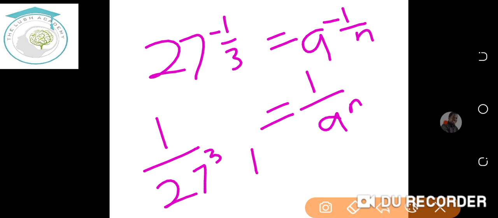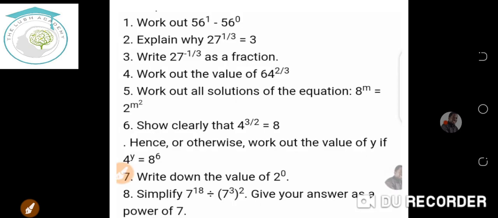And I know you remember that this is 1 over 3 to the power of, well, 27 is already 3 to the power of 3. Okay, we can leave it like this, 1 over 27 to the power of 1/3, or see if we do this. You understand? It can be like this or like this. It will be correct. Good. So that's our answer there.